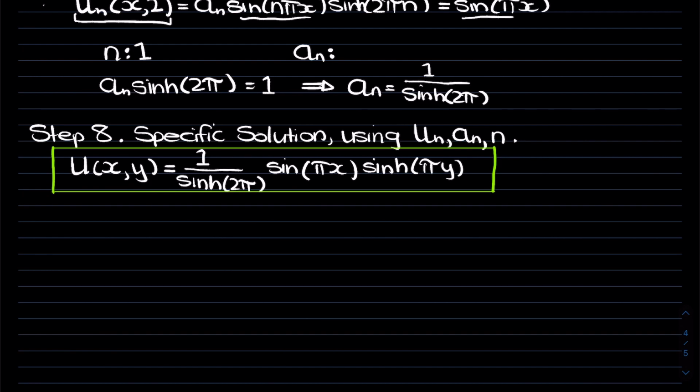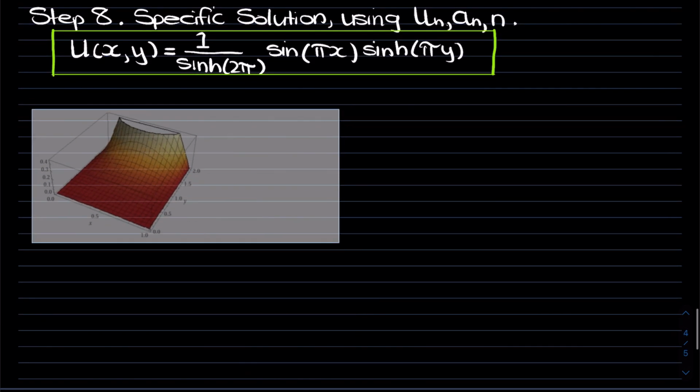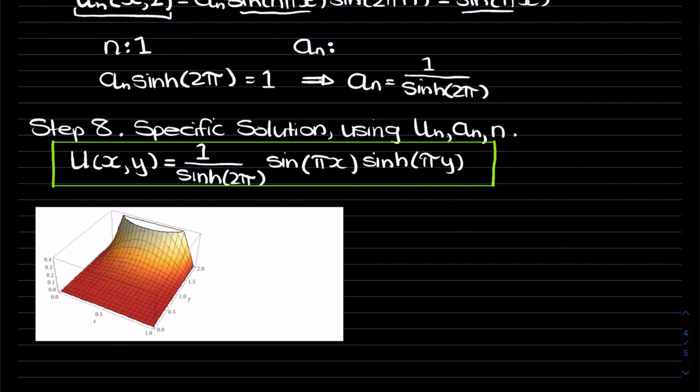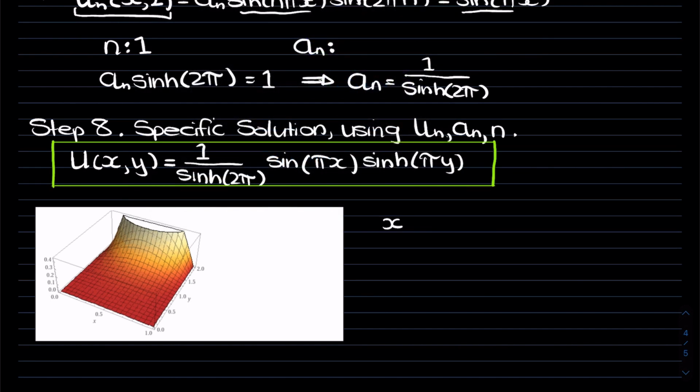Now, in order to get an understanding of what this looks like, I did this earlier on Wolfram Alpha. So if I just bring this up here, we get this. So this is what our function here looks like. This is our steady state equation. So it does not vary over time. So the temperature remains constant and is independent of time. And this here is for our x goes from 0 to 1, and our y goes from 0 to 2. And so it just looks like this.